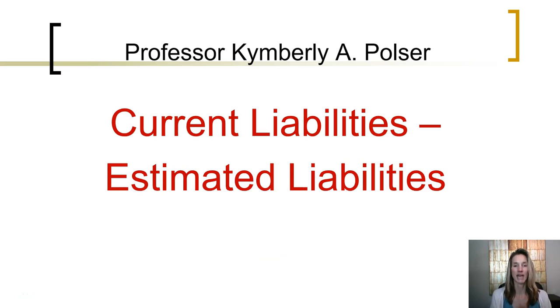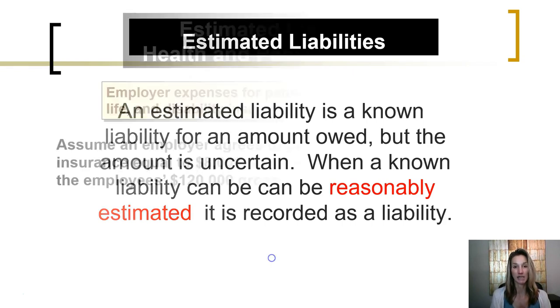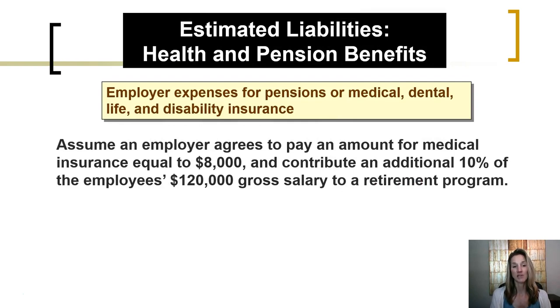This video will look at estimated liabilities. An estimated liability is a known liability for an amount owed, but the amount is uncertain. When a known liability can be reasonably estimated, it needs to be recorded as a liability. For example, employer expenses for pensions or medical, dental, life, and disability insurance. Those are an example of estimated liabilities.